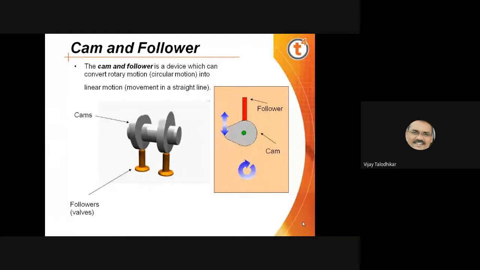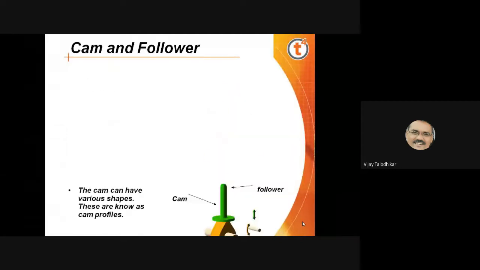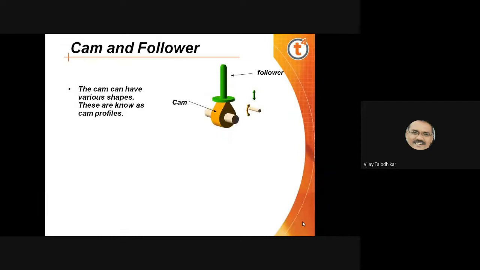Now the animation suggests that the cam is rotating and the follower is a reciprocating element. This exactly shows how the 2D diagram is generated with the help of the cam follower mechanism. The cam is rotating clockwise, and in the same way the follower is reciprocating up and down. The gray one is called the cam and the red one is called the follower. So let us see the classification of the cam and follower.